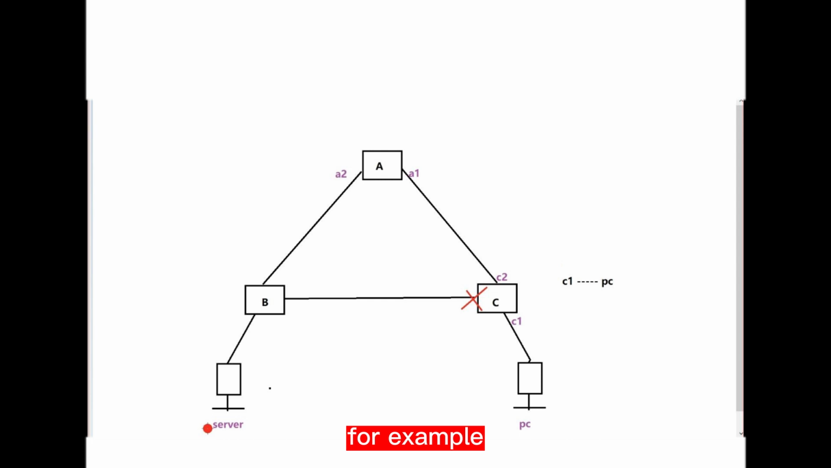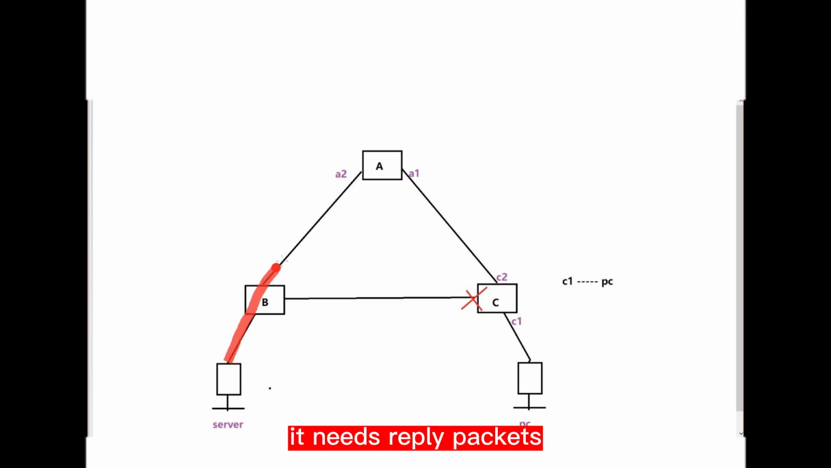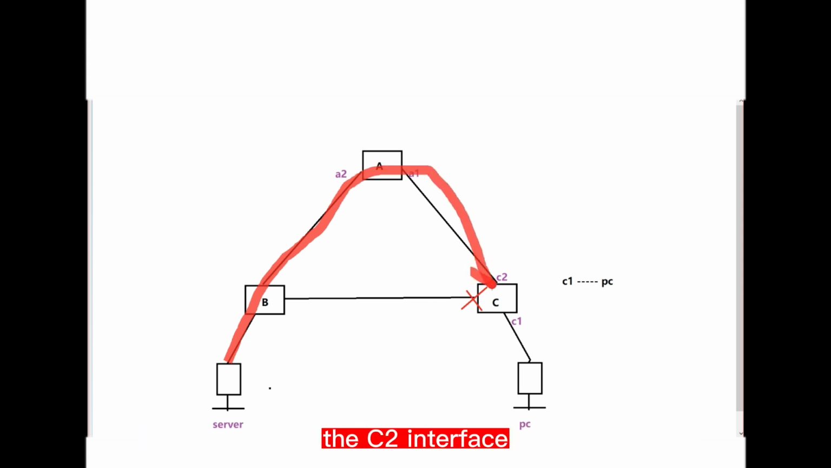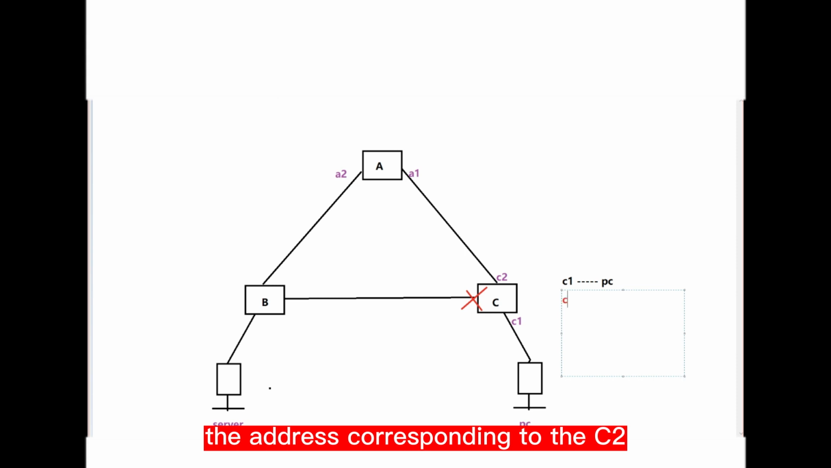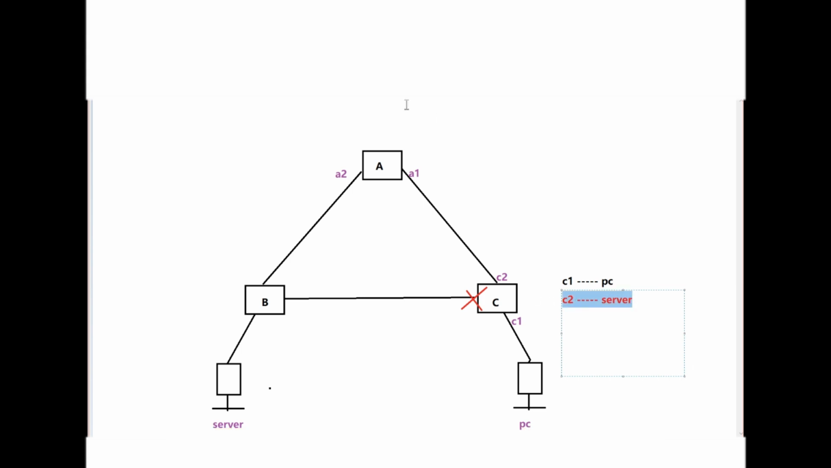For example, PC wants to request server. The IP address of the PC is 1.1. The server is 1.2. It needs reply packets. If the message replied by server passes through the C2 interface, then C2 will learn server's MAC. That is, the address corresponding to the C2 interface is the MAC of server. Here is the MAC address table for device C.